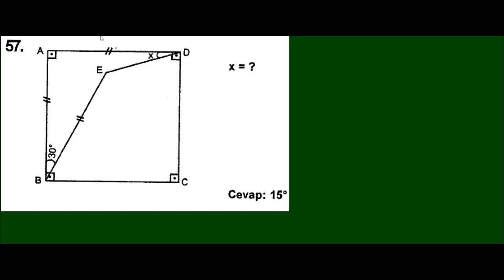So in this problem, we have to find out x. In order to find out x, we have to draw two lines here. The first line is AE, and the second line is CE. And from here, we can see that this angle will be 60 degrees.